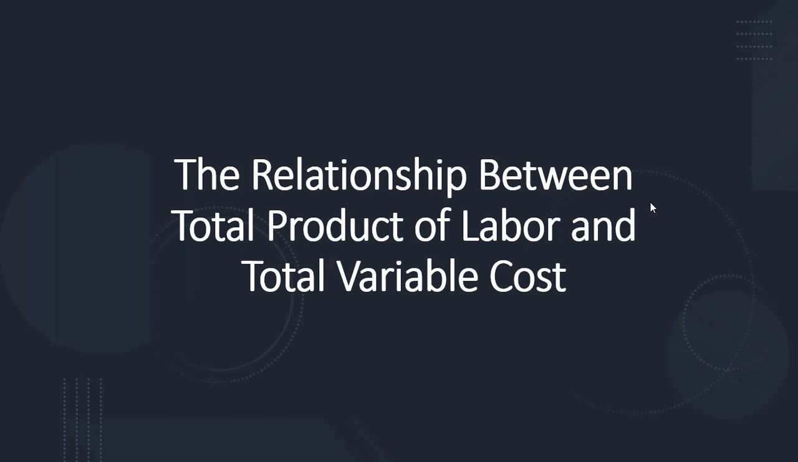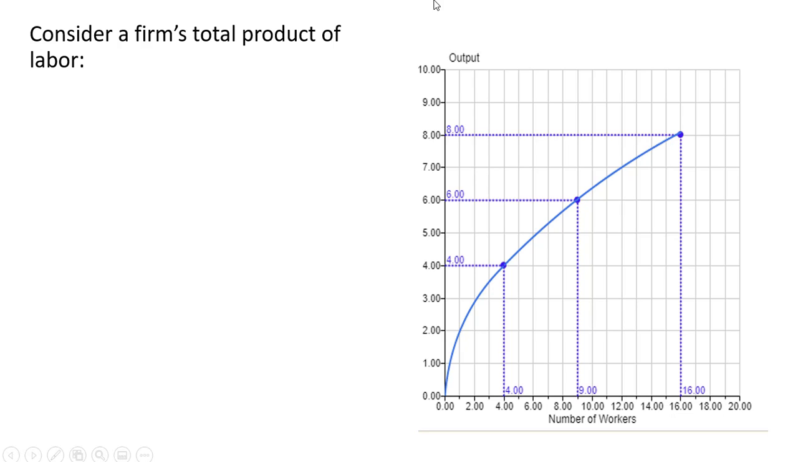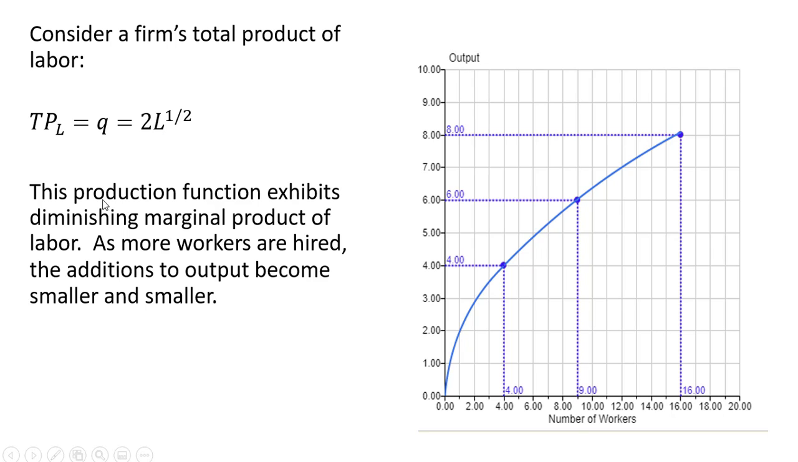Hello, in this video we're going to look at the relationship between the total product of labor and total variable cost. Consider a firm's total product of labor given by the following equation, where Q, the quantity of output, equals 2 times the square root of the number of workers, units of labor.